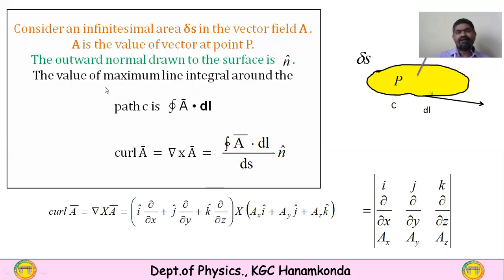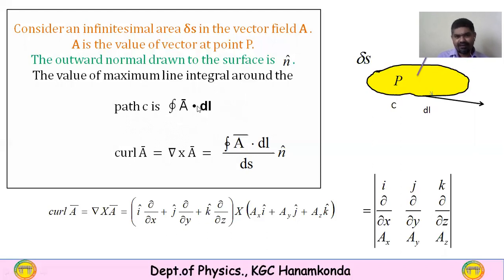So now I want to calculate the curl in this delta S area element. Therefore, I have drawn this closed curve C. This delta S element is surrounded by the closed curve C. Therefore, I have to calculate the maximum line integral along this curve C. Here the vector is A bar. Therefore, the maximum line integral is line integral A bar dot dl bar.